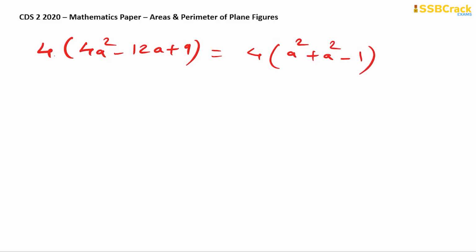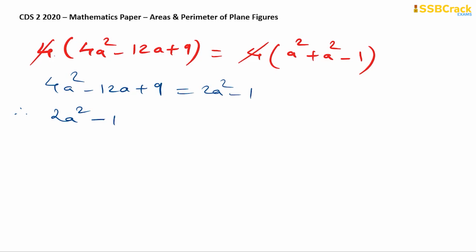On the next line, what are we getting? We are getting 4 into 4a square minus 12a plus 9, and on the right hand side taking 4 common, we have a square plus a square minus 1. So we can cancel this 4 and simplify. So 4a square minus 12a plus 9 equals 2a square minus 1, which gives the required quadratic equation 2a square minus 12a plus 10 equals 0. On reducing, a square minus 6a plus 5 equals 0.